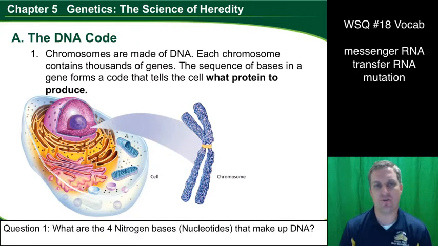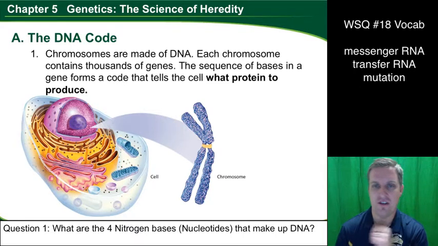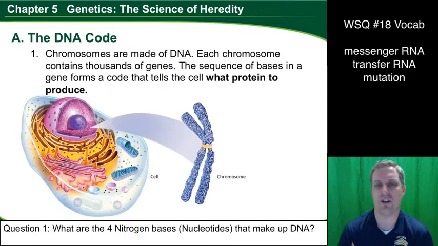We need to start, first of all, with a quick understanding of what we're talking about when we talk about the DNA code. Remember, if we look into the cellular level, we would find a nucleus, and inside that nucleus in the cell, that control center, we would find chromosomes. Chromosomes are basically made of DNA, and in a human, we have 23 pairs of chromosomes. Each chromosome contains thousands of genes, and the sequence of those bases in a gene actually forms a code that tells the cell what proteins to produce.